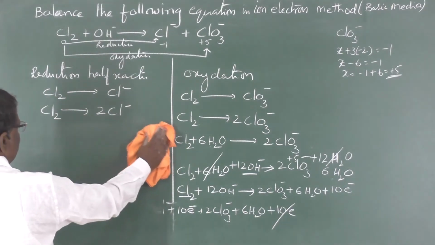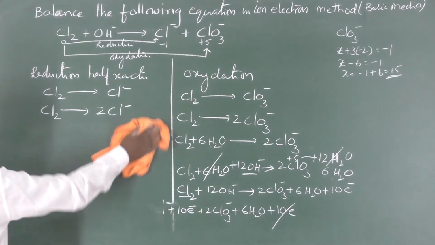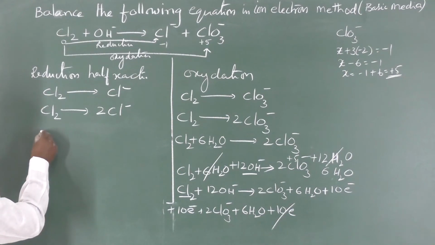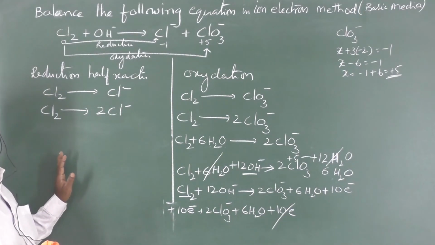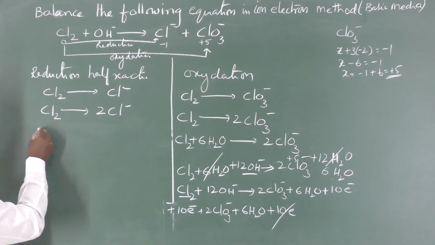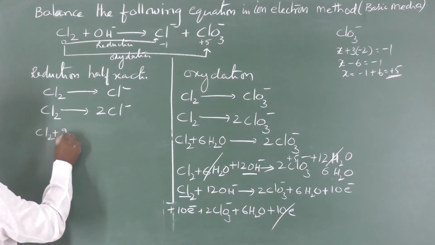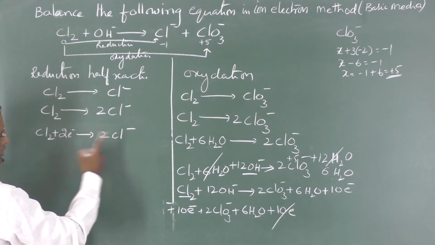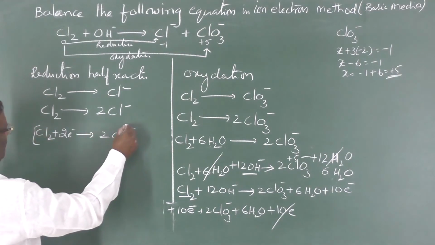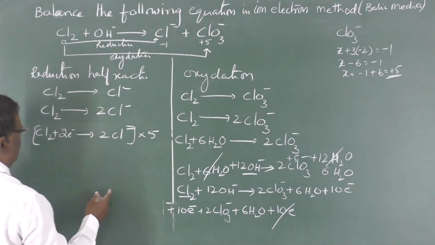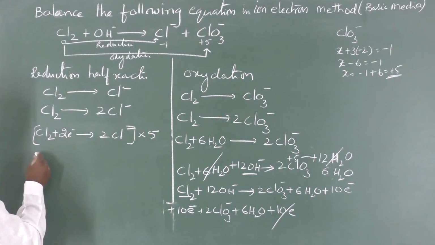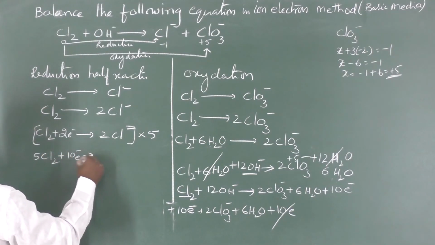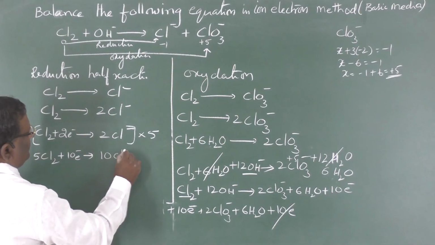Here I wrongly represented it, so I am going to correct it now. Cl2 plus 2e minus gives 2 Cl minus. So 2 electrons there, and we need 10 electrons. So you have to multiply the whole equation by 5, to make it 2 into 5 is 10. So 5 Cl2 plus 10 e minus gives 10 Cl minus.